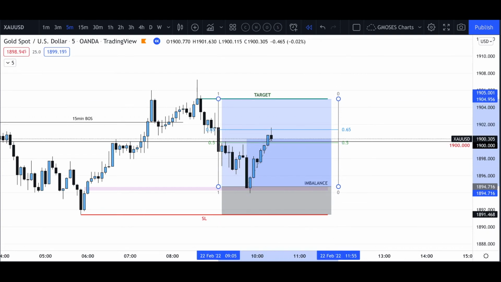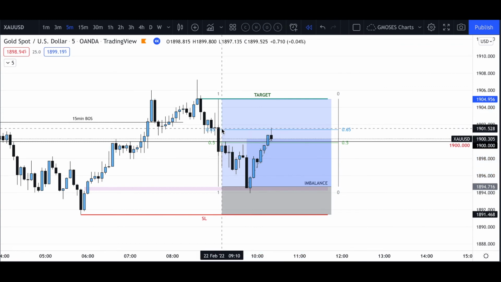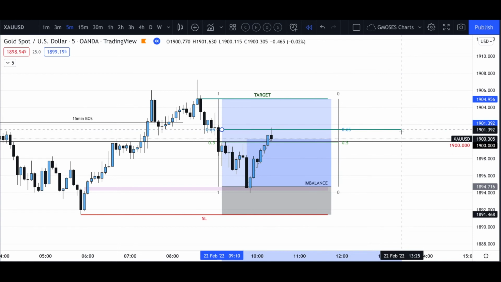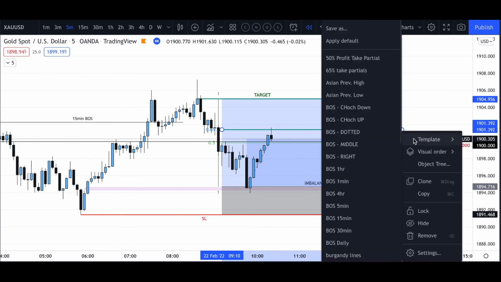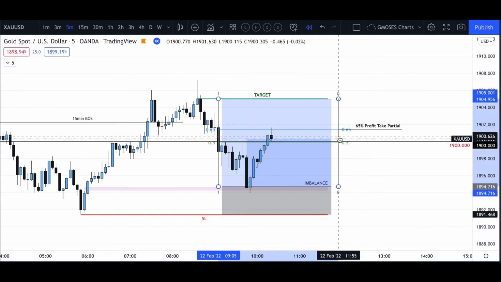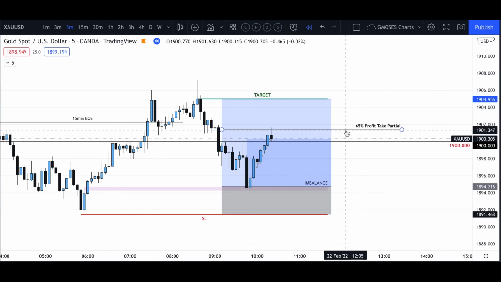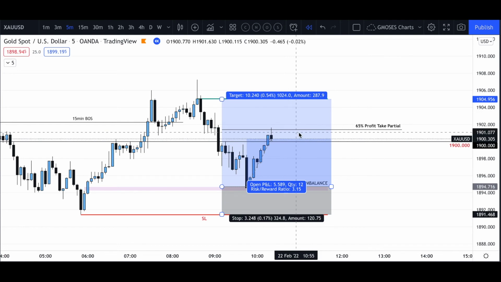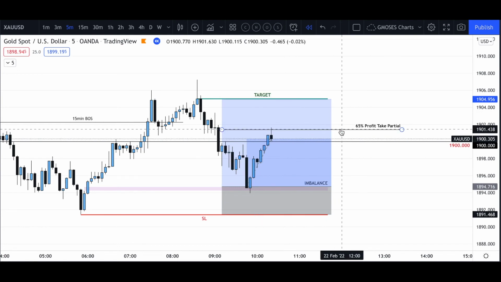So whenever I take trades, depending on how I'm feeling that day or depending on how many pips that particular trade is, I will always notate either 65 or 50%, and I'll set an alert. And whenever price gets to that point, I will take half of my profits. I will take partial profits. You never want to be almost at your target and leave your entire lot size on the table.